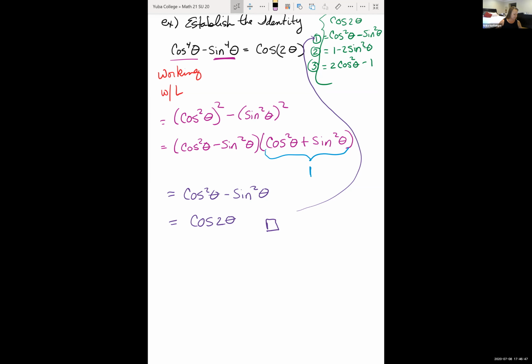to prove it. So, Professor, you're choosing one side to work on to make it look like the other side? Exactly. So if it ever says establish an identity or prove an identity, you're only working on one side. If it says solve the following, that's where you're trying to get the variable or angle by itself. Okay, thank you.